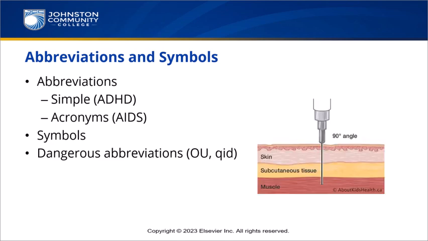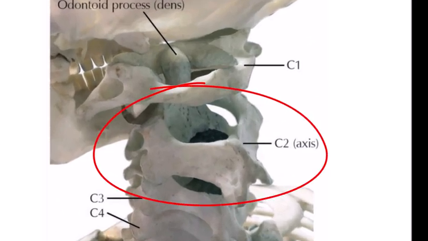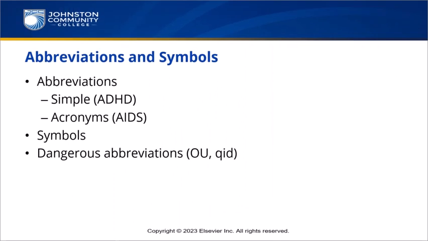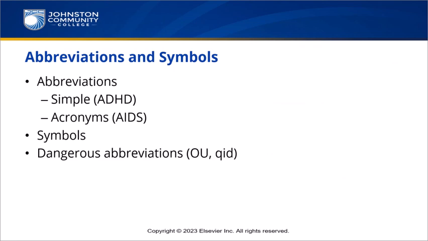Intramuscular is pertaining to within the muscle. Or C2, which is the second cervical vertebra, which is also a bone in your neck. Can anyone tell me the meaning of the abbreviation IV? That's right, it's intravenous. Intravenous means pertaining to within a vein. Intra is our prefix, which we're going to get to in a minute, for within.